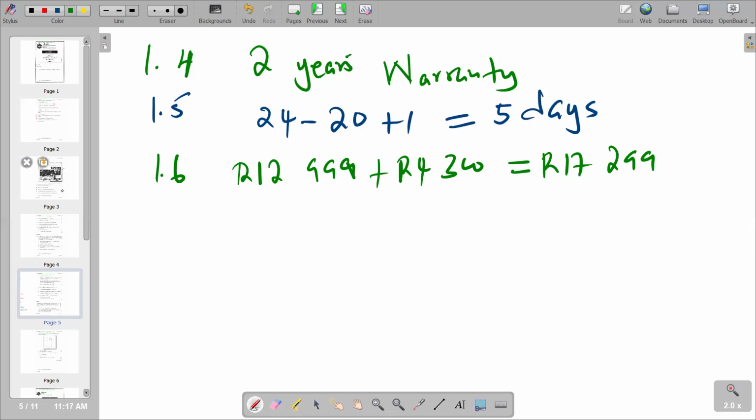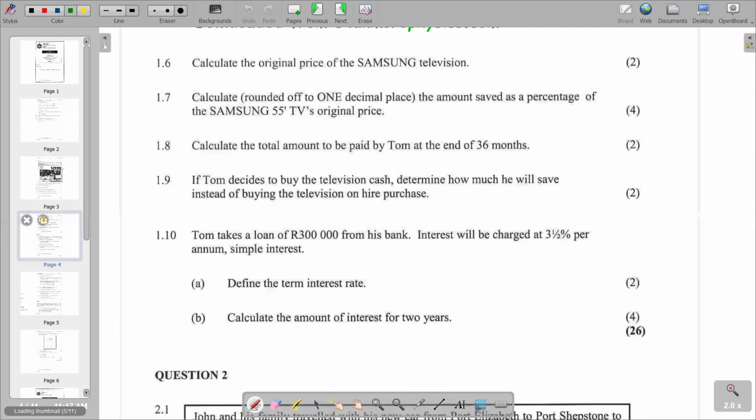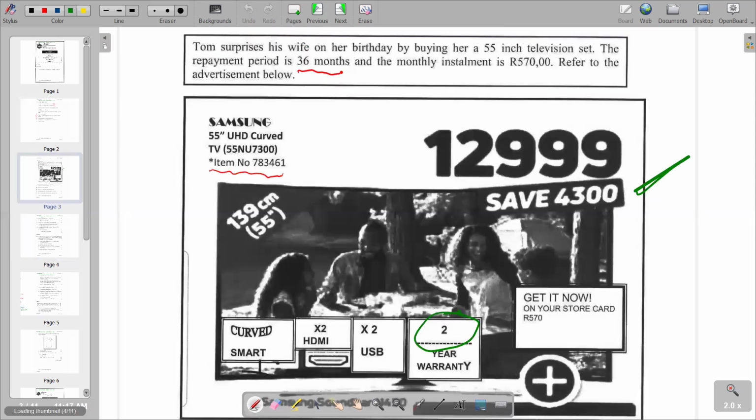Then moving on to 1.7. 1.7 says calculate, round off to one decimal place, the amount saved as a percentage of the Samsung TV's original price. Remember, the original price is the one that we calculated here, and this is going to be our denominator. Then our numerator becomes the amount saved. The amount saved is the one that is indicated as saved 4,300.